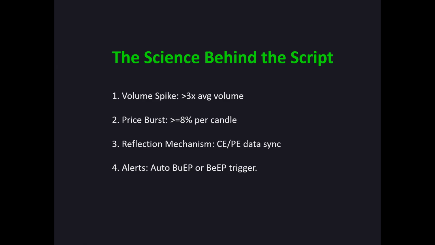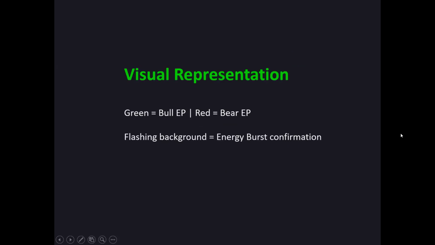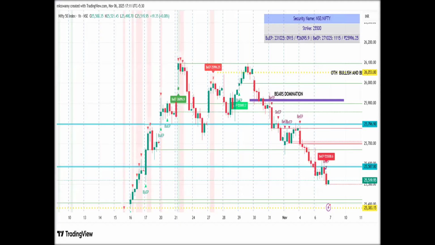Alerts: auto buy EP and bearish EP triggers. These are triggers actually. This gives you a trigger in the chart. It is a visual representation. Green for bull EP and red for bear EP. It is even coded for background, and it also gives you energy burst confirmation. This indicator.